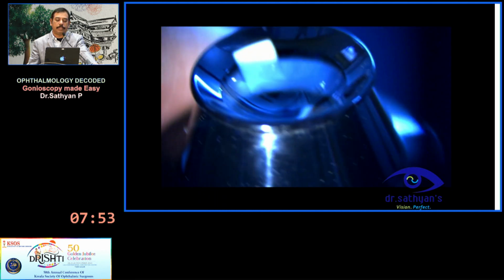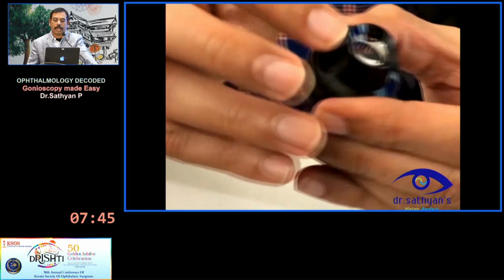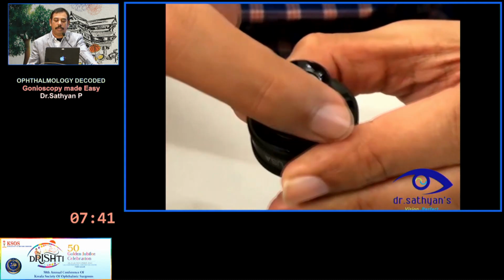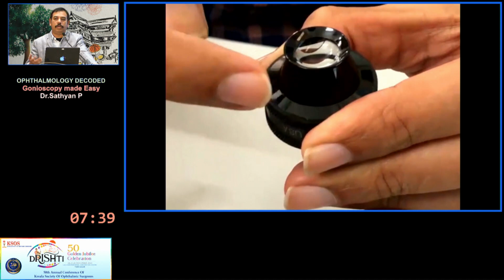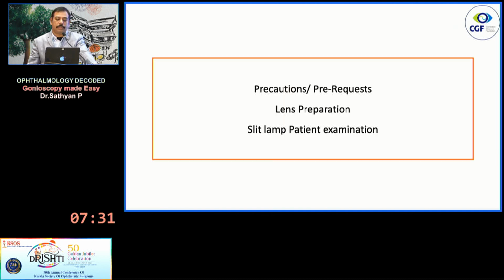You can see the flange in this. Then the other one, you can see the radius of the curvature is about 8.4, which is much more than the corneal curvature. In this, you don't have to really use the viscoelastic solutions. Both the lenses can be comfortably used, but if we want to do the recording purpose, then it is better we go for the one which has the viscoelastic solution, that is with the flange.